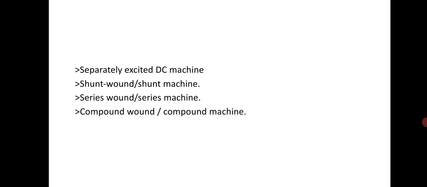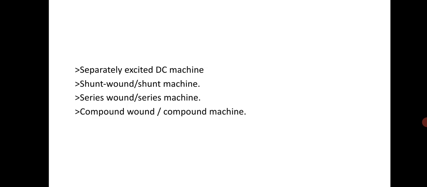Okay, next one is series wound. What is a series wound DC machine? The field coils are arranged in series. So shunt wound is arranged in parallel, here it is arranged in series with the armature. As the series field winding carries the armature current, and the armature current is huge, the series field winding has few turns of wire of big cross sectional area.